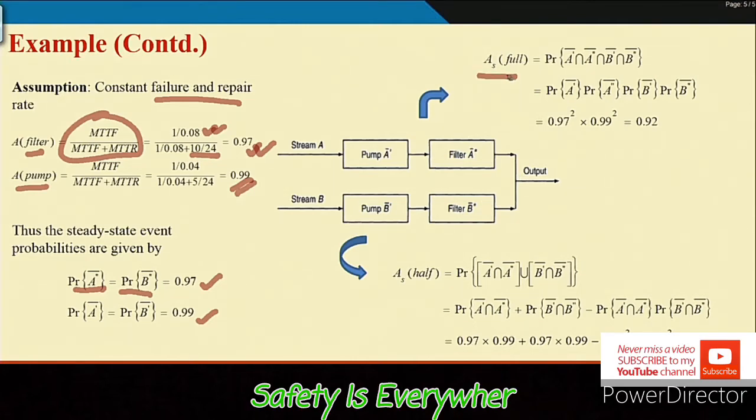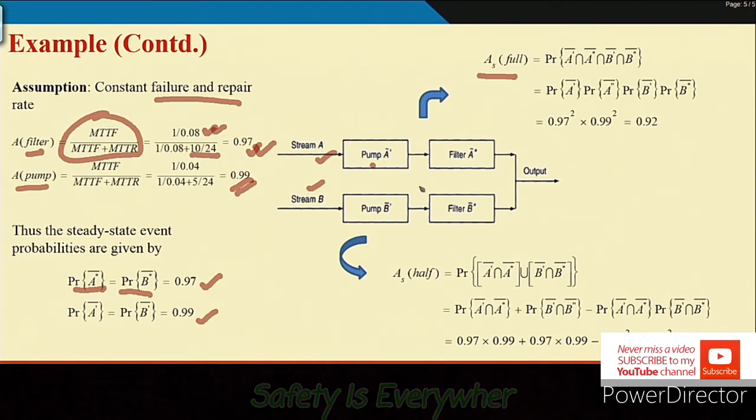So, availability of full means both stream A and stream B should be successful. So, what is the probability of stream A successful when both pump and filter work? Similarly, for stream B, both pump B and filter B should work. So, here it is in series. So, this pump A and filter A work simultaneously, that probability will come from the intersection point of view.